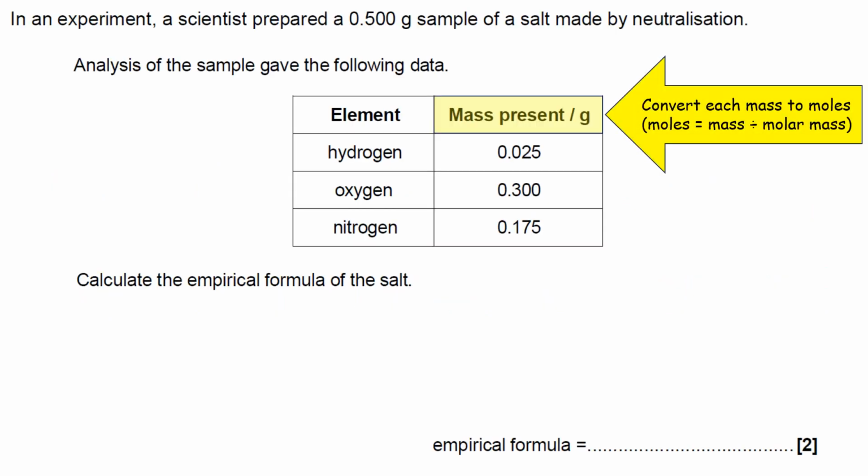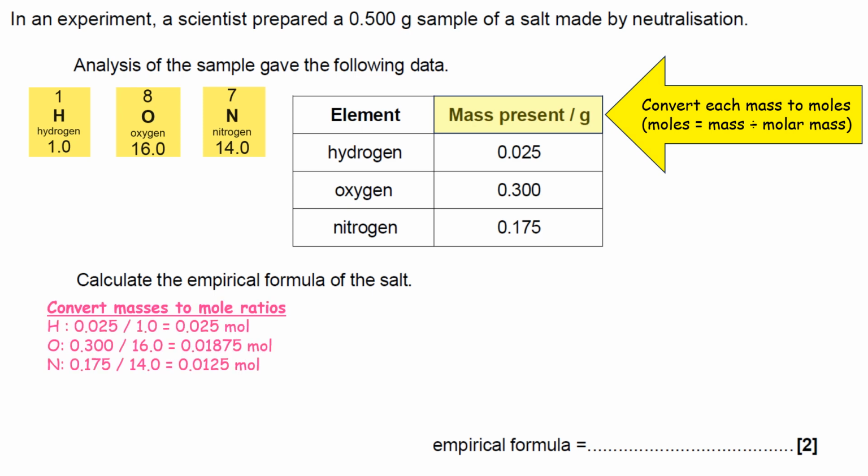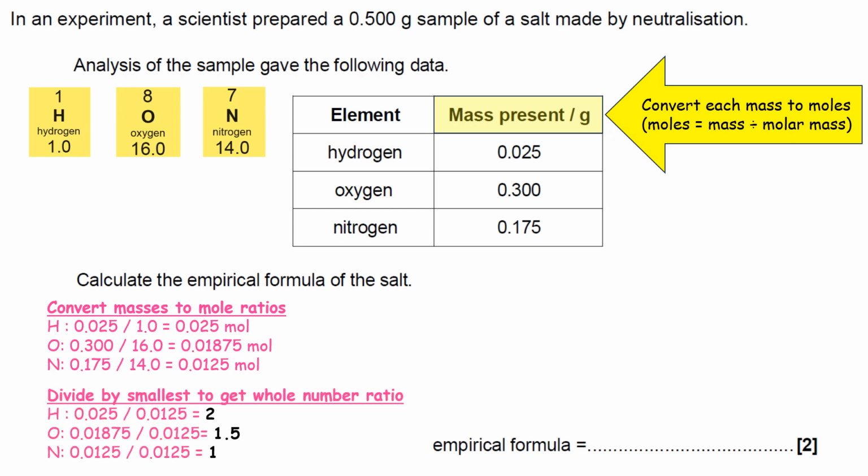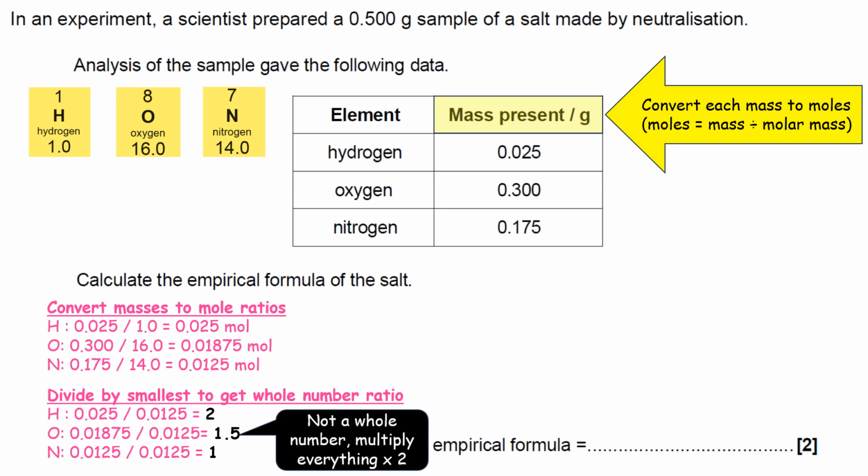So you have to convert each mass to moles using mass divided by molar mass. So going to the periodic table, you then can get the molar masses. It's the same as the relative atomic mass. So you convert the masses to mole ratios by dividing mass over molar mass, and you divide by the smallest. So the smallest is obviously going to be 0.0125. So that gives us a ratio that isn't a whole number ratio because of the 1.5. So all you have to do is multiply everything by 2 to get this as the empirical formula.